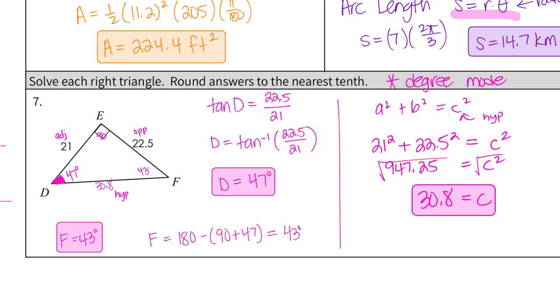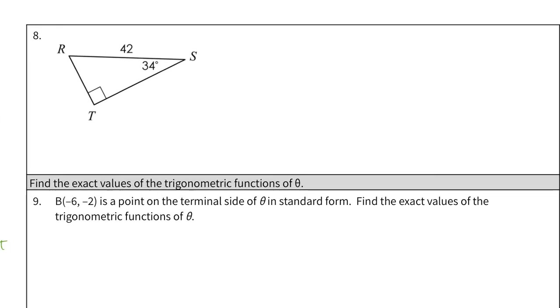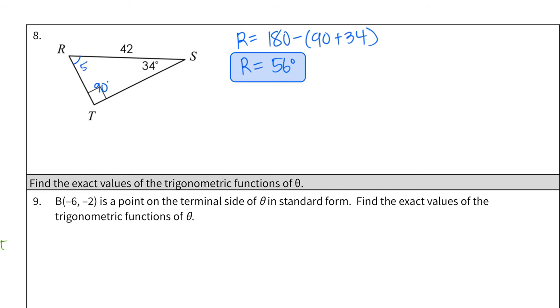Okay, so let's do another one like that. So here's our new figure. And we're going to find everything that's missing. So first off, I would do angle R. Because I already have two of these angles, remember that square means 90. So for angle R, I would do 180 minus the 90 and 34 that we have already. So angle R is 56 degrees. By the way, it's kind of a coincidence that it's a whole number. It's said to round to the nearest tenth, and it just is rounding this way.